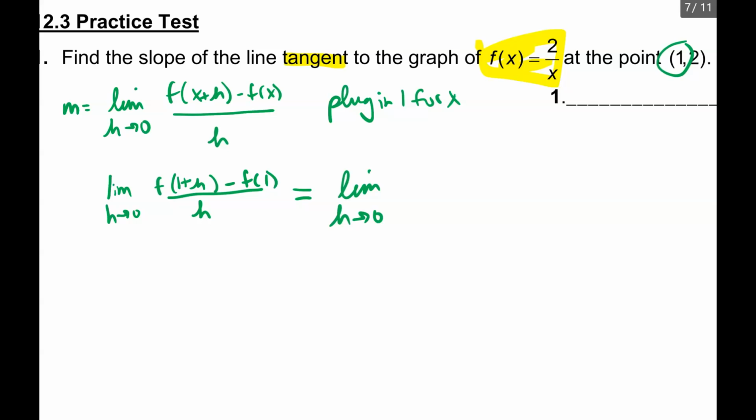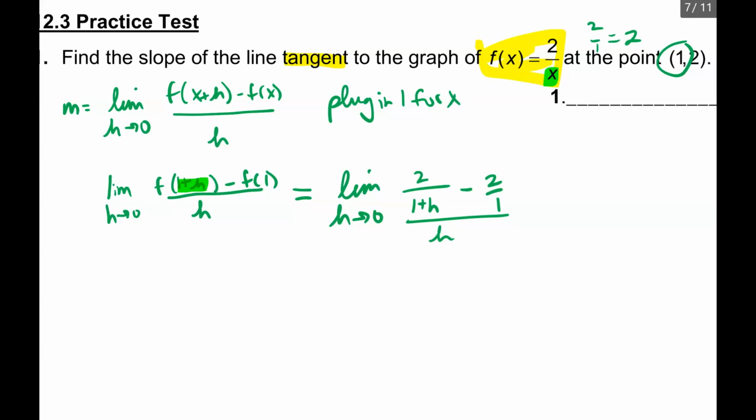So I'm plugging in 1 plus h everywhere there was an x. This means I'll have 2 over 1 plus h, and I'm subtracting f of 1. So f of 1 is 2 over 1, and because 2 over 1 is just equal to 2, I just wrote 2 there. And all of this is over h.